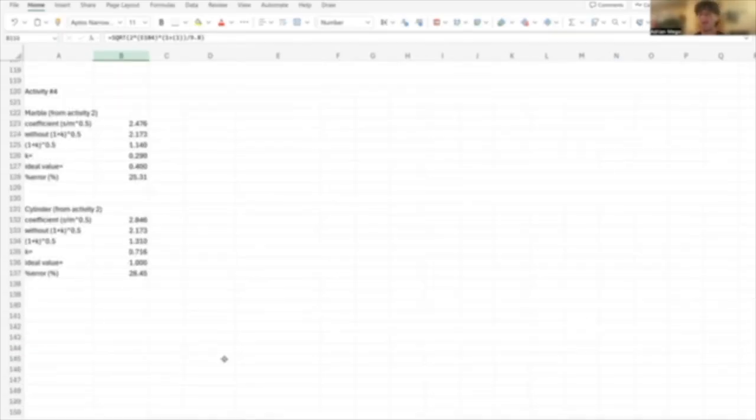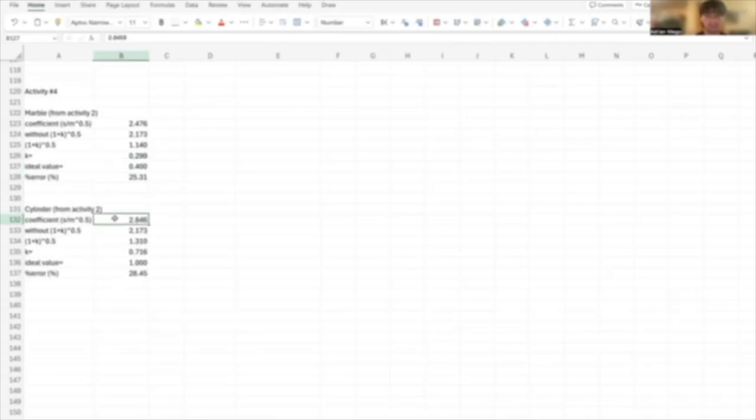Now for activity 4, we picked activity 2, but you can pick any of the activities, and we just did some algebra from the coefficient to find the k value. So we had the coefficient that we calculated earlier. We took out the square root of 1 plus k. Then algebraically, we found this, as you see here. We got a value of around 0.3, which is around 25% off from the theoretical value of 0.4. So there is a good amount of systematic error there.